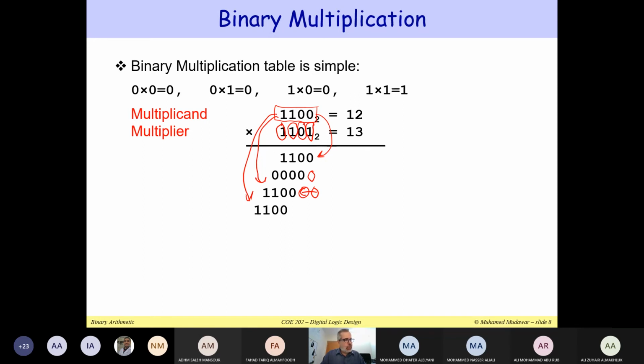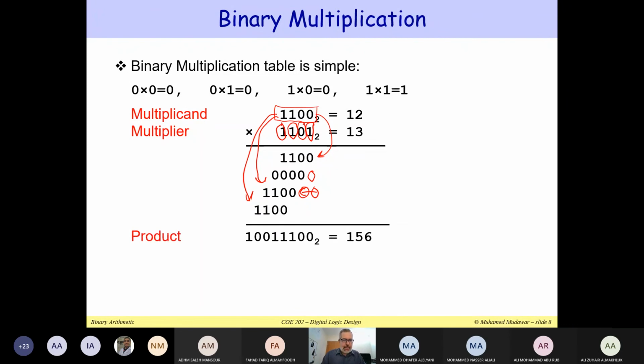Now, what do I need to do? Addition. What should I do next? Addition. I just have to add, exactly. Just add them in binary. We already know how to add numbers in binary. Let us do it.